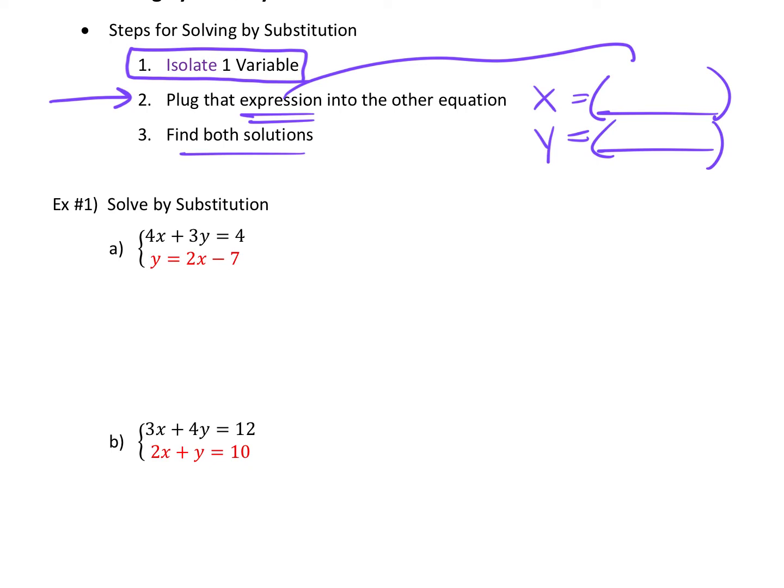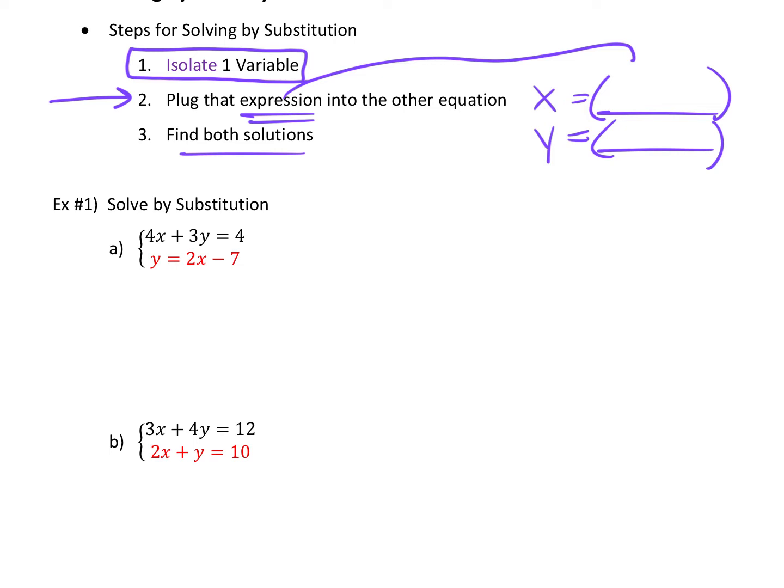This one says solve by substitution, and you have a system, right? 2 equations here. The one is 4x plus 3y equals 4. Does that have an isolated variable right now? A variable that is by itself on one side of the equal sign? No, right? Okay, so that's just making an observation. Look at the second equation. Does y equals 2x minus 7 have an isolated variable? Yeah, what is it? y. y is all by itself.